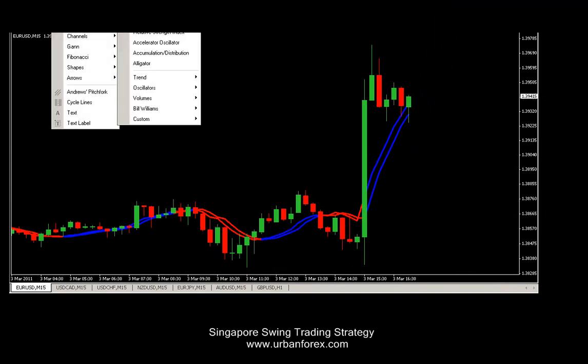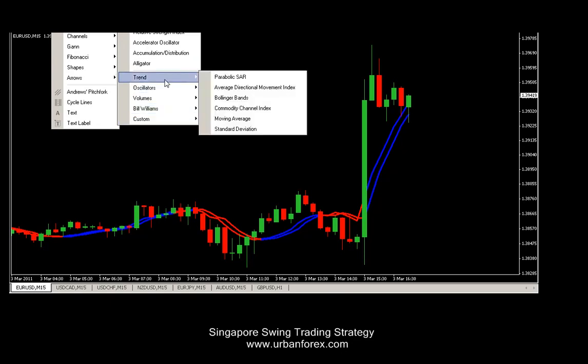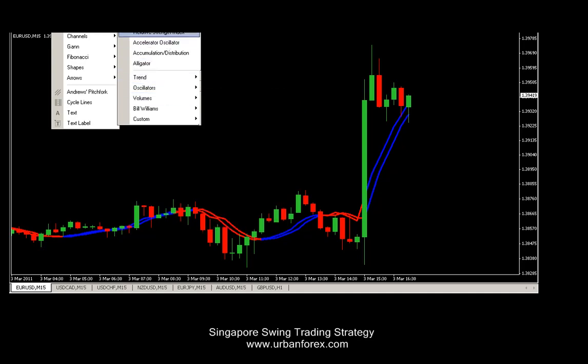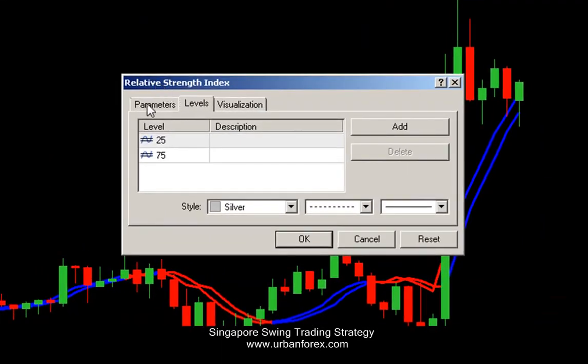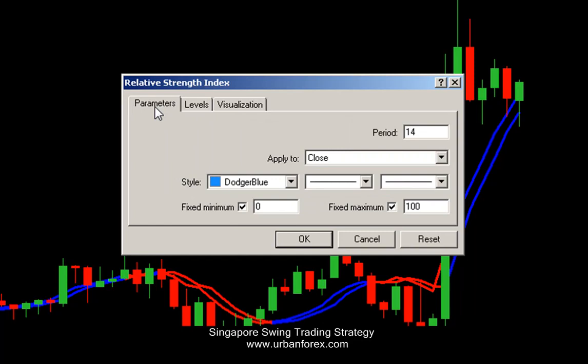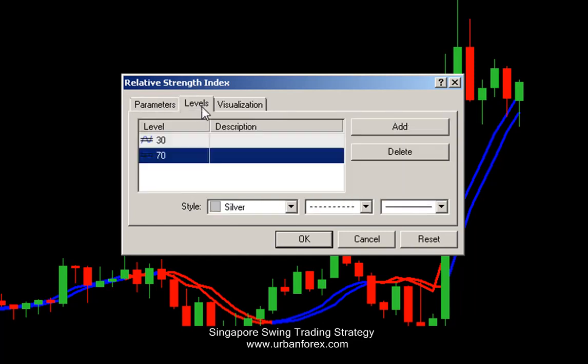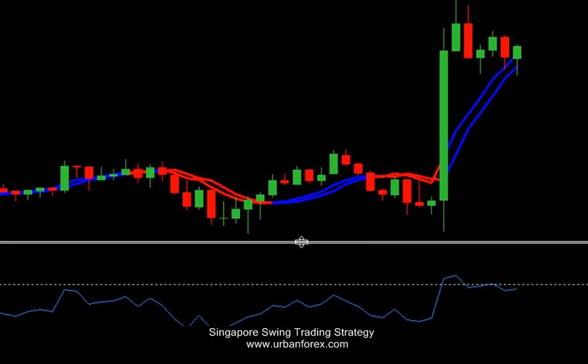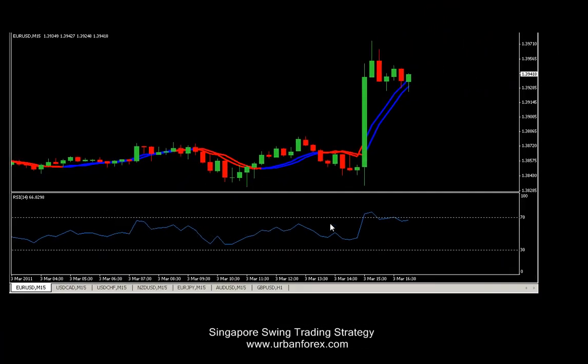Let's insert one more indicator called the RSI, the Relative Strength Index. And here we go. We want to keep our levels at 30 and 70. The parameters would be period 14 and apply to close. Everything else can stay the same. Let's click OK, and we have our RSI down here.